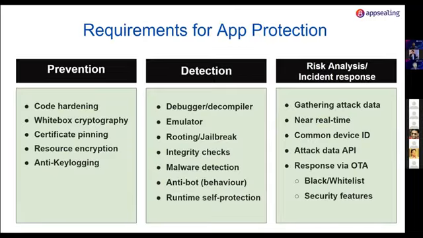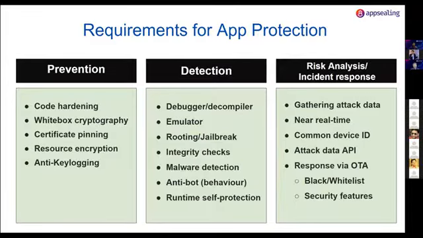Anti-keylogging. Keylogging is one of the big threats, so anti-keylogging features should be there. And detection. The prevention is mostly for static analysis and static attacks, and the detection covers both static and runtime, dynamic. Debugger and decompiler detection is needed, and emulator, rooting and jailbreak, and integrity checks. This is very, very important. And malware detection as well. Anti-bot, behavior-based, is needed actually. And runtime self-protection should be there.